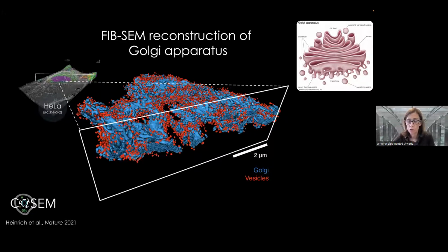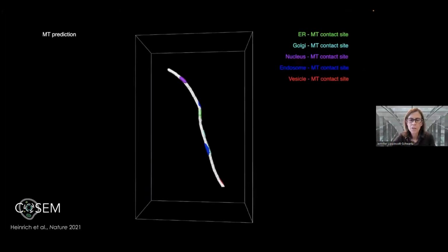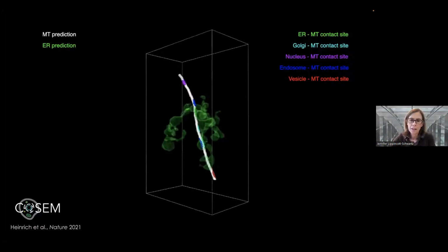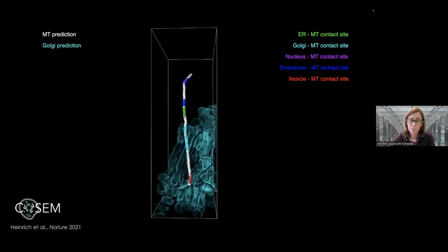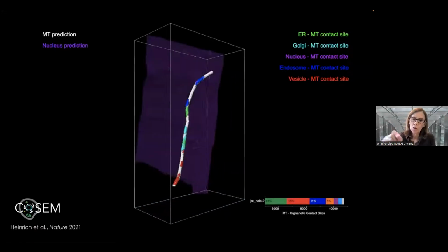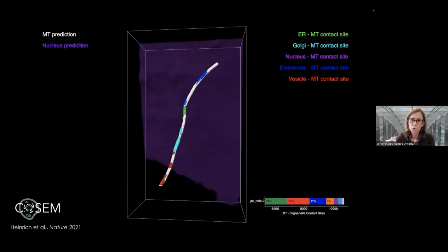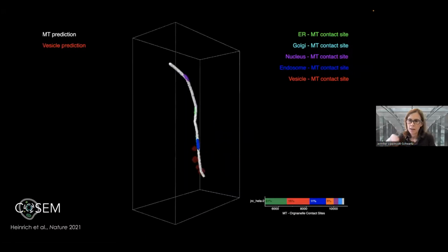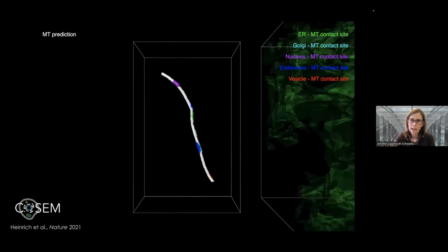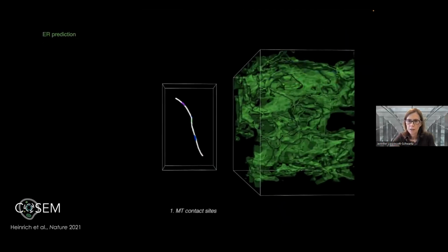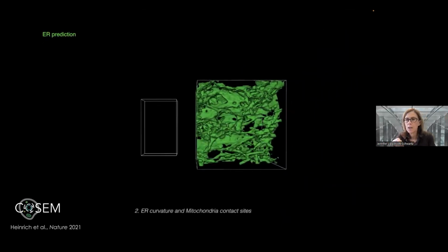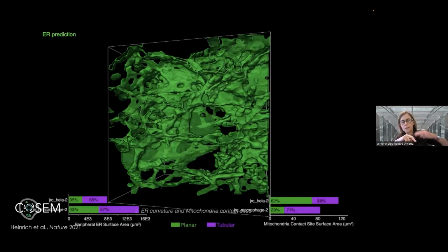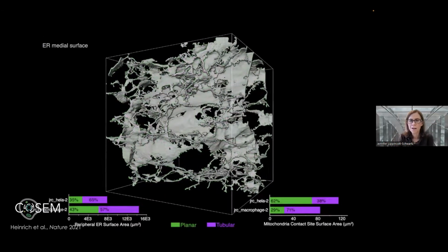Here's another example of information that comes out of this data. This is a single microtubule, and color-coded on its surface are different sites where different organelles are contacting that particular microtubule at that moment within the cell. That was surprising to us because I never thought that so many organelles could attach to that small little 7-micron part of a microtubule.